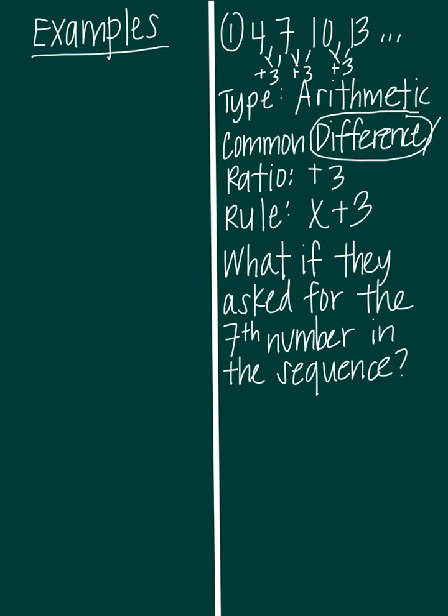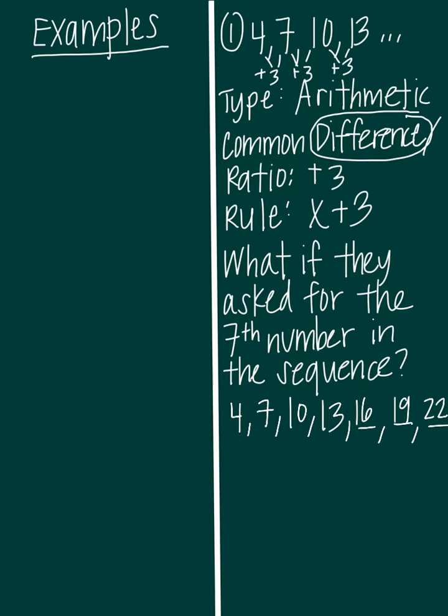So a lot of times they may ask you something like, what is the 7th number in the sequence? The first was 4, 7, 10, 13. So that's the first 4 numbers. 5, 6, 7. So I give myself blanks. 1, 2, 3, 4. So next would come 16. 16 plus 3 is 19. 19 plus 3 is 22. So the answer for that would be 22.